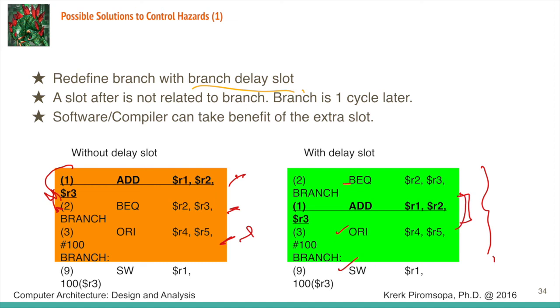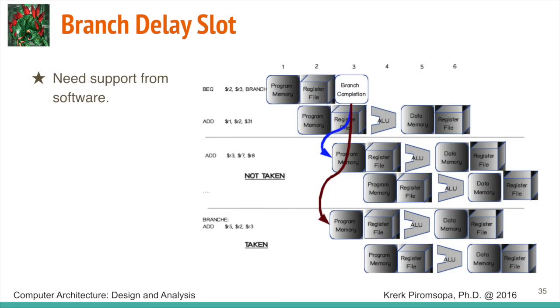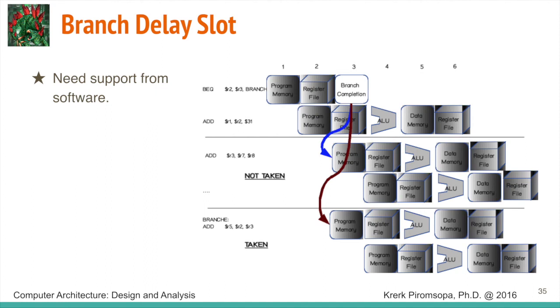But with this, you always have to ask the compiler or software developers for help: okay, I got a free slot, what do you want to do? But on the bright side, you waste nothing, right? So we need support from hardware. Anyway, this is the diagram of the branch delay slot. You would see that we decide one cycle after, and the instruction that comes right after the branch has nothing to do with the branch.